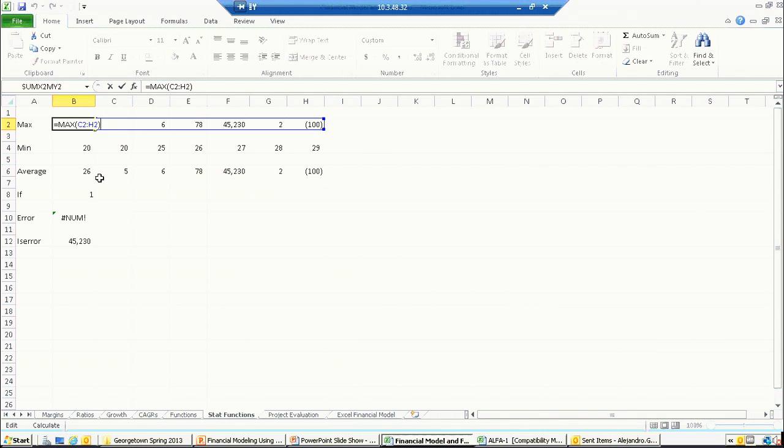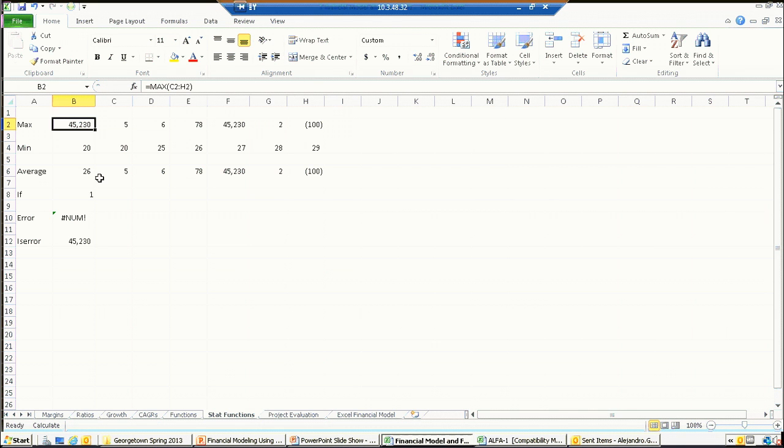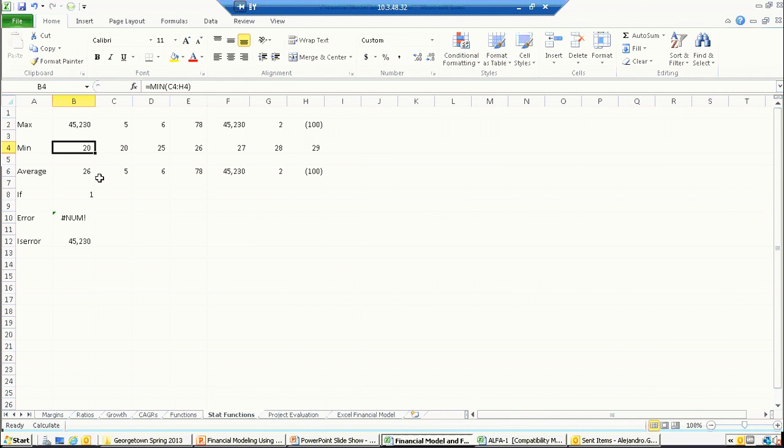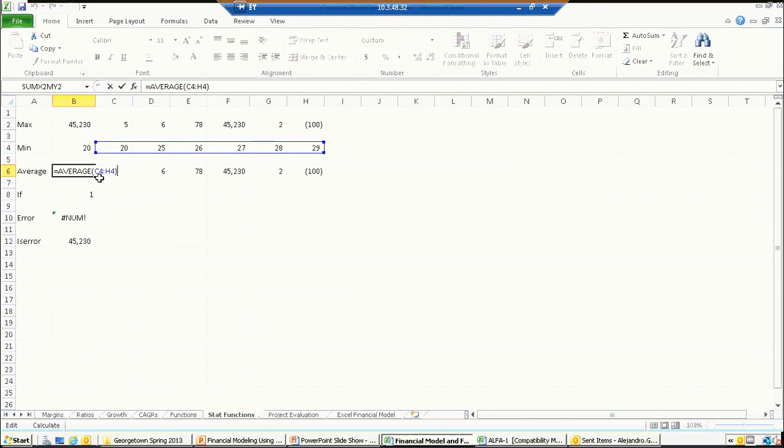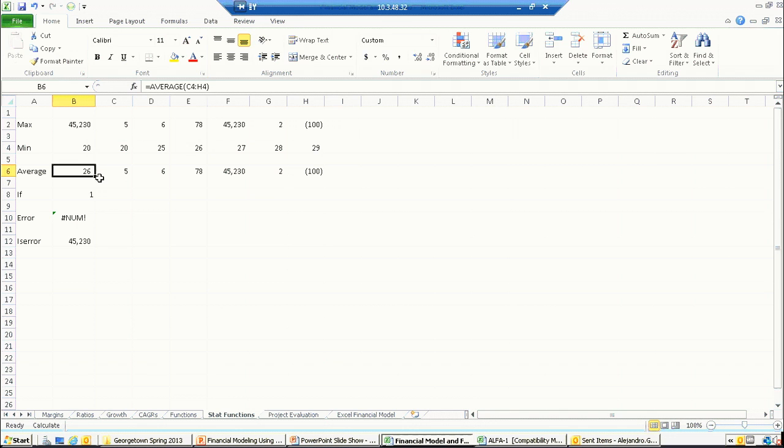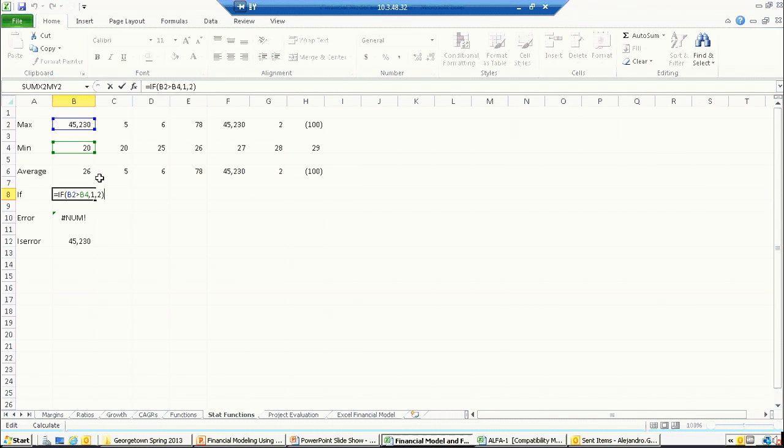So the max within a range in Excel will just give you the maximum within that range. Min, the same, will give you the minimum within the range. The average calculates an average for that same group. If is simply conditional. If one figure, then you have a condition, and you compare it with another figure, and then if it's true, the first answer. If it's not true, the second answer. So in this case, if B2 is greater than B4, then return 1. If not, return 2. So in this case, it's 1.